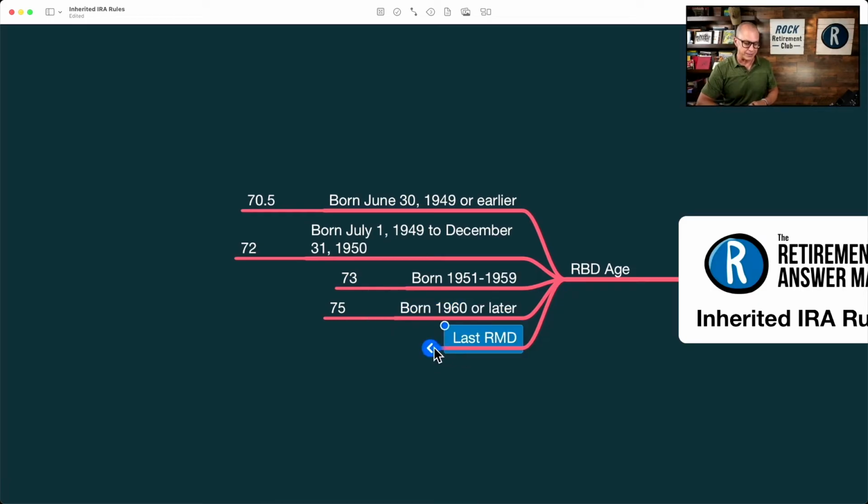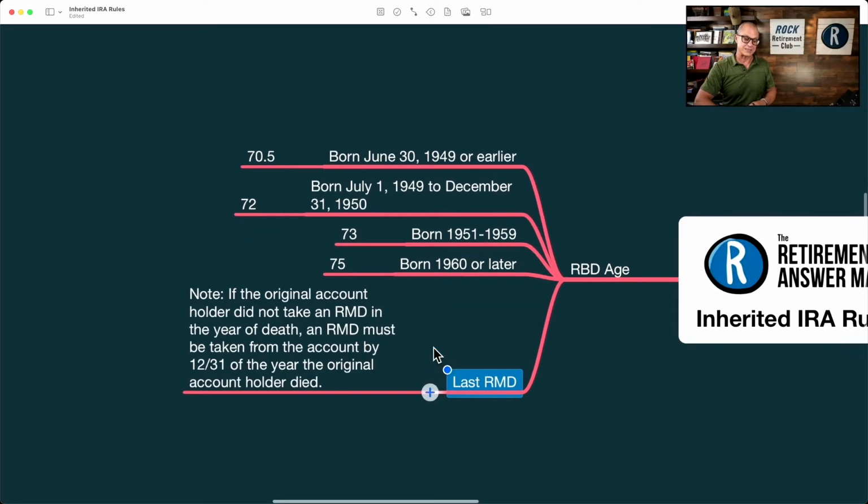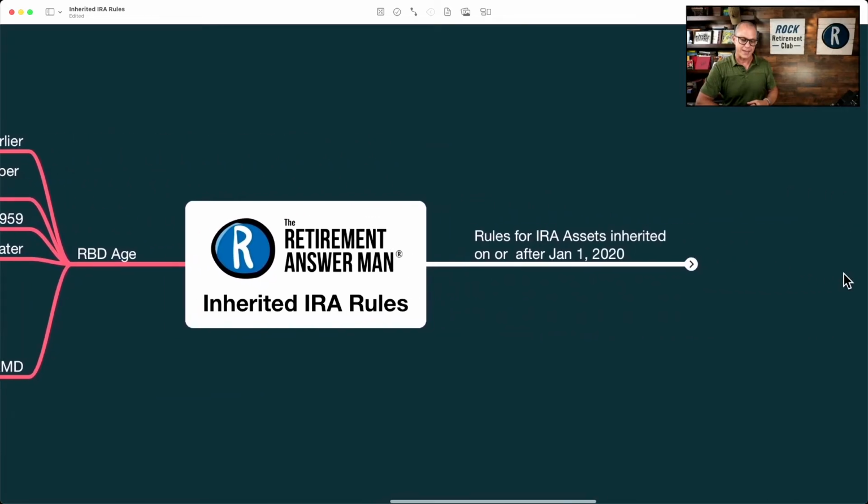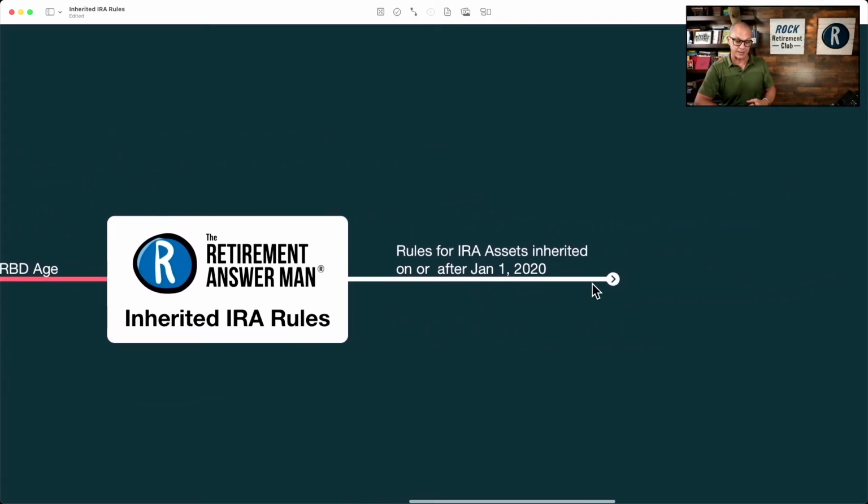Last little bit I want to hit on here. If somebody has hit their RBD date and is taking required minimum distributions, in the year that they pass, if the required minimum distribution hasn't been taken, it still needs to be taken by the end of the year. So that's important to remember. So now that we have an understanding of the required beginning date for RMDs of the original owner, let's go to what happens if you inherit an IRA.